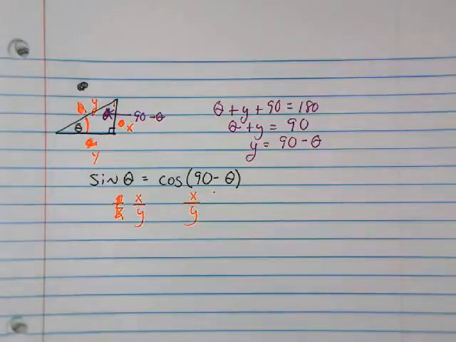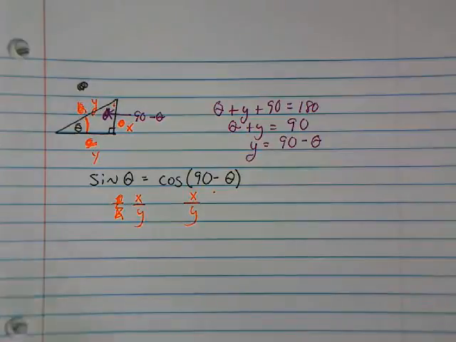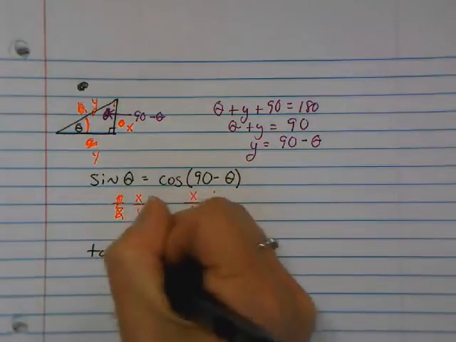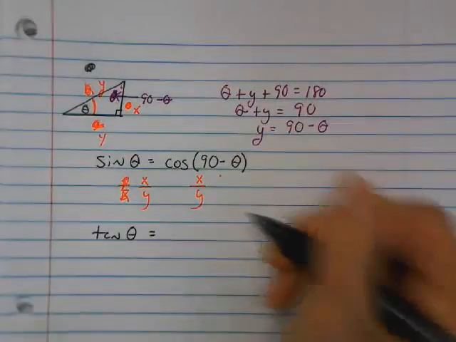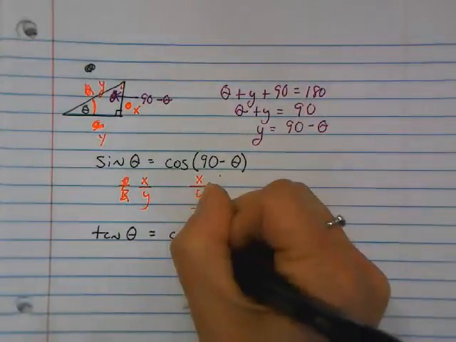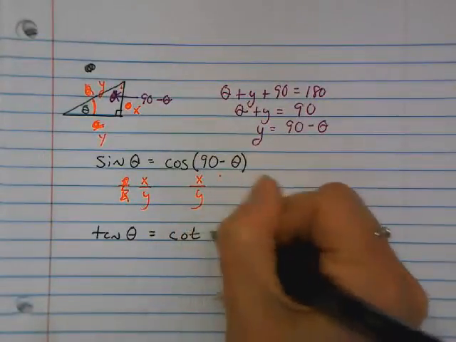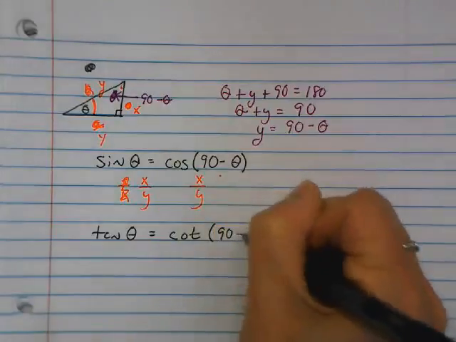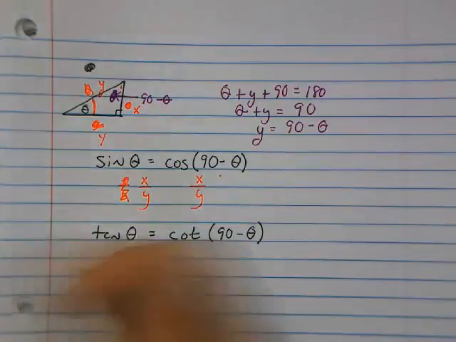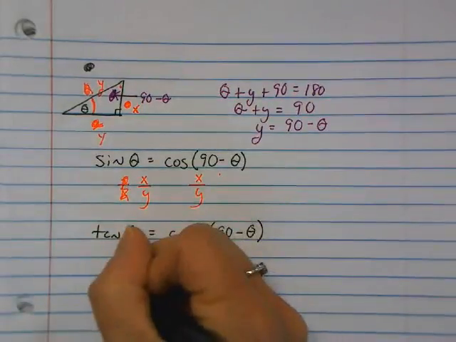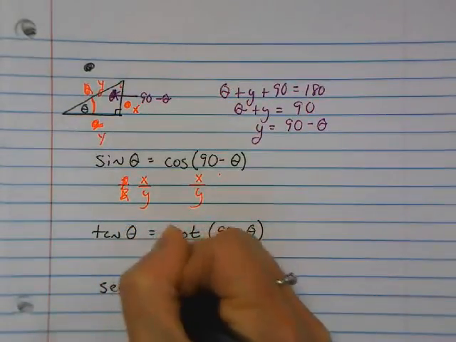Now, let's talk about the tangent of theta. The tangent's co-function is the cotangent. And the secant's co-function is the cosecant. You see how they get their names now, I hope.